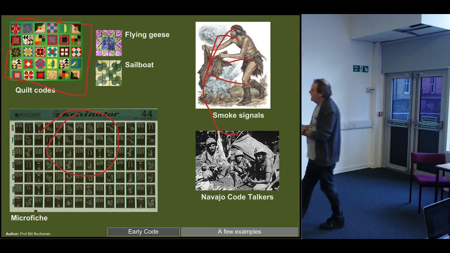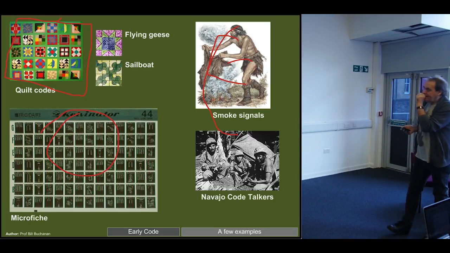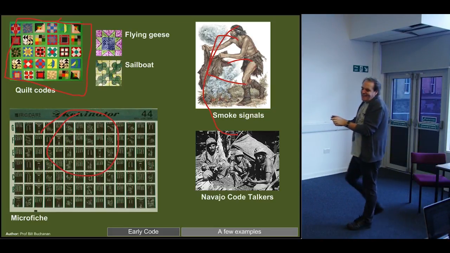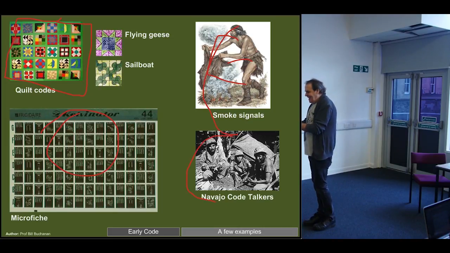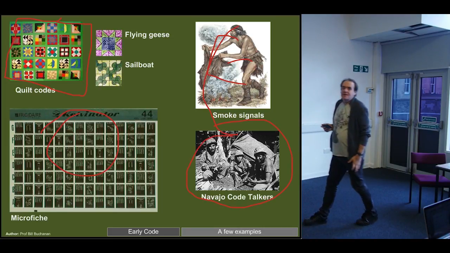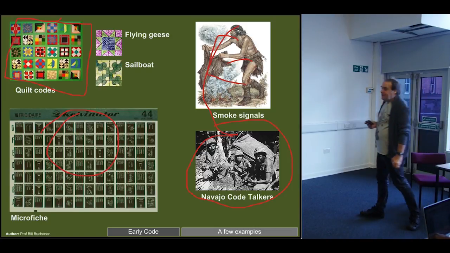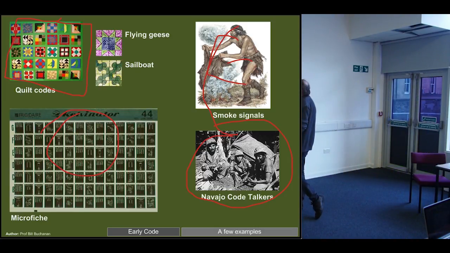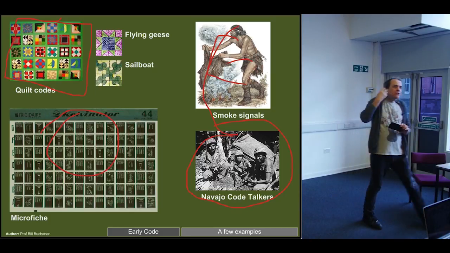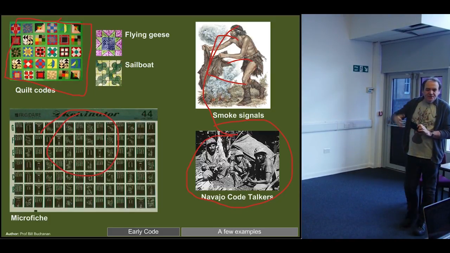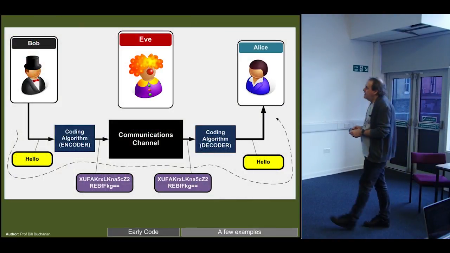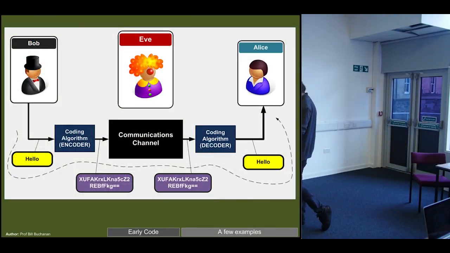Microfiche has been used in the past, where you can shrink documents down to small. And the Navajo Native Americans were used in the Second World War in Japan. The language that they used was so difficult to decipher that I don't think it was ever cracked from them. Okay, so this is the first model that we have.